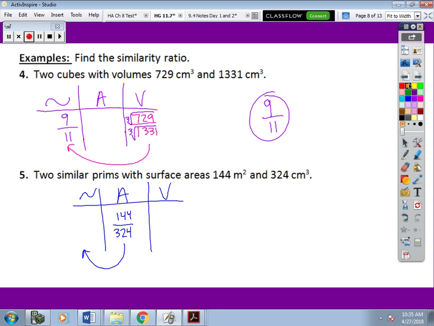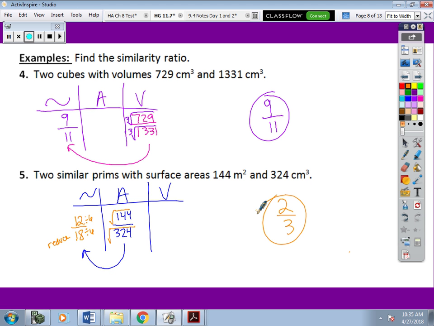Square root. Square root of 144 is 12. The square root of 324 is 18. And then we can reduce this to be what? 2/3. Divide by 6. 2/3.